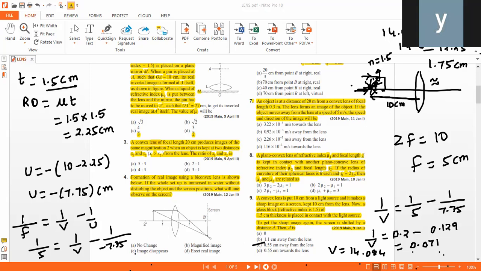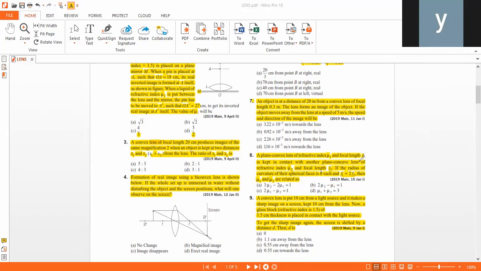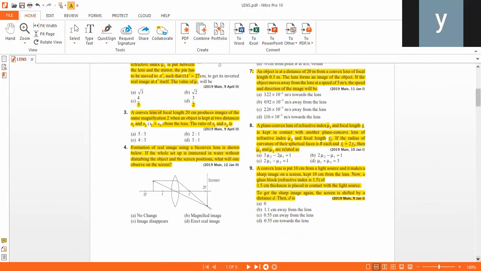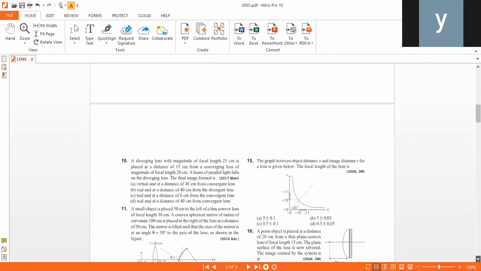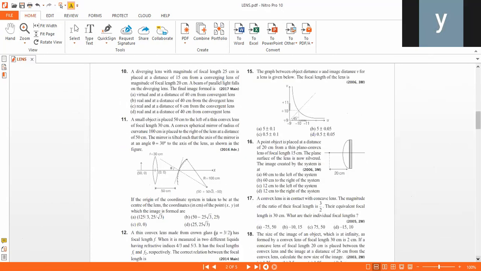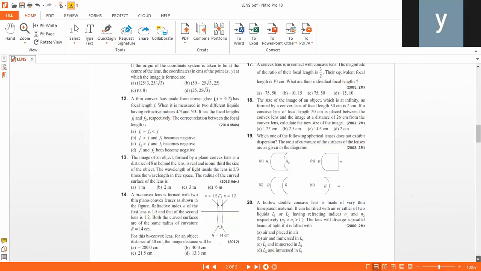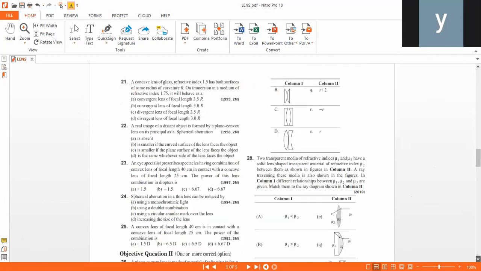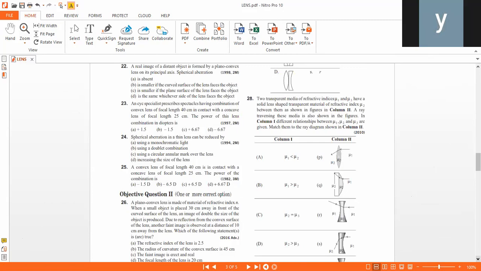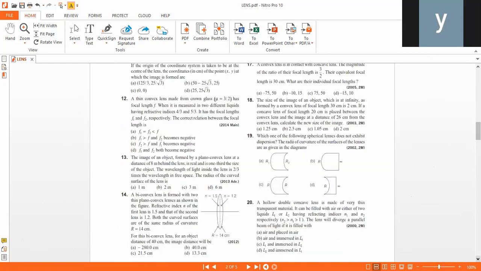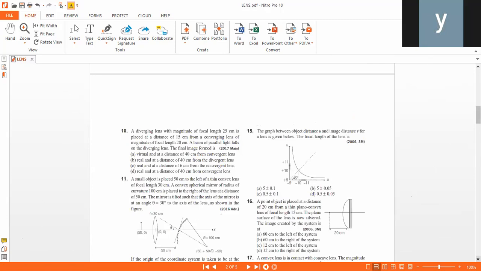Now next, 10th one. You can see this one. Once try these questions, 10 to 25, 15 questions are there. Once try these questions. If you didn't get any question, ask me.